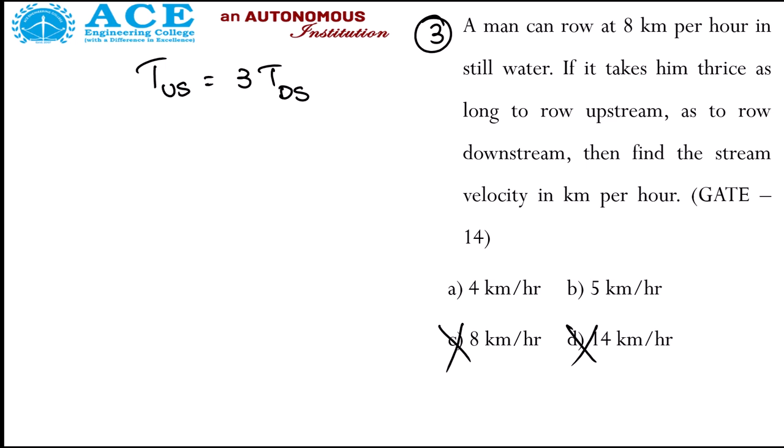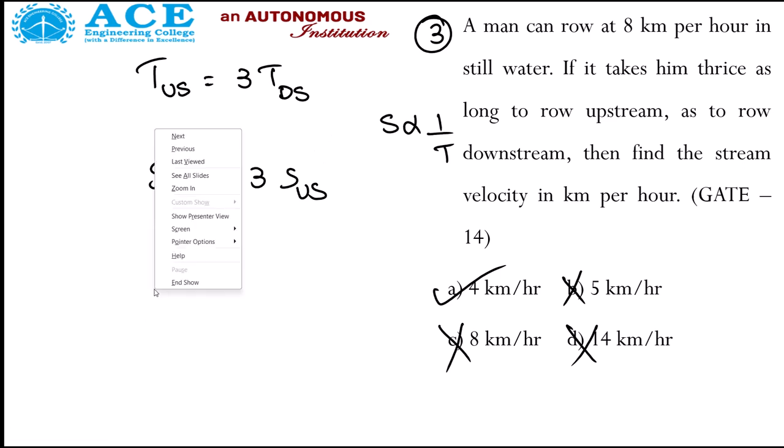To check the ratio, timing 3 is to 1 and all. Then 4 is satisfied, it seems. See, the logic here is that the time upstream is thrice the time downstream. So the speed of downstream is thrice the speed of upstream. Why are the terms changed? Speed and time are inversely proportional. Now the downstream speed should be thrice the upstream speed.